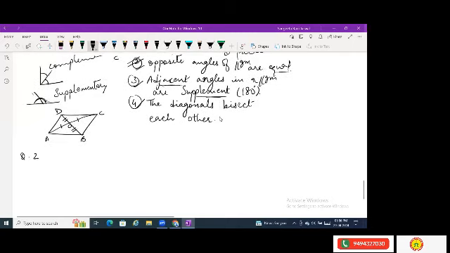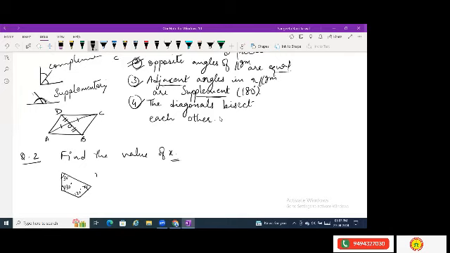So let's do some questions on this. Find the value of x. Now what is x here? A quadrilateral is given. This is a 130 degree angle. This is a 120 degree angle. This is angle x. This is a 50 degree angle. So you have to find the value of x here.